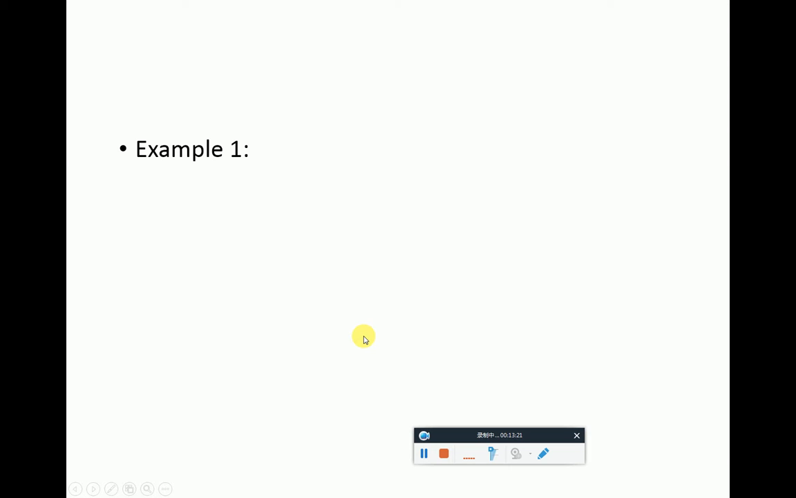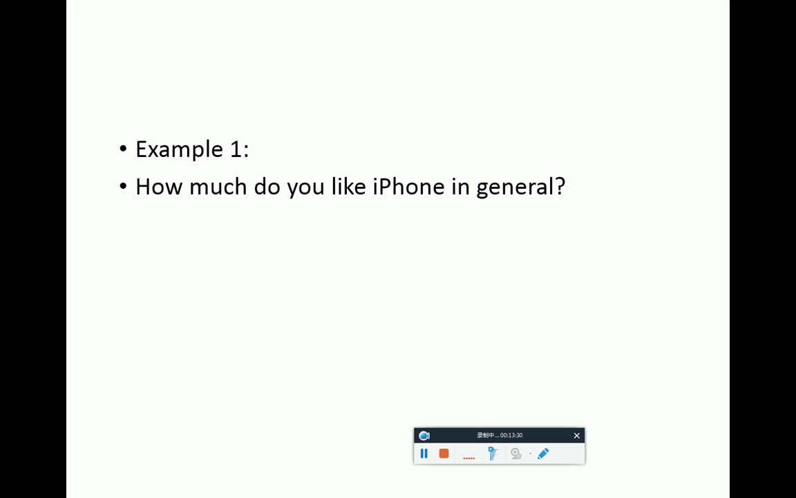So let's make sense of this question, or understand this concept, distribution, by looking at two examples. Example one is a very simple one. How much do you like iPhone in general? This is a very standard survey question that you will come across in daily life. I provide a scale for you, ranging from not at all to very much, from 1 to 7. All you need to do is circle a number.